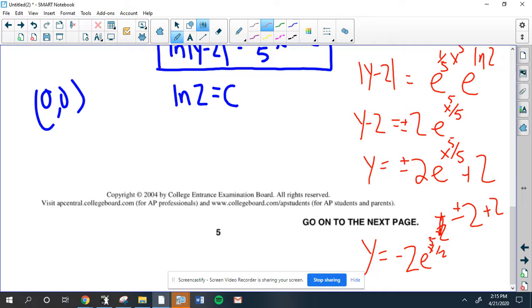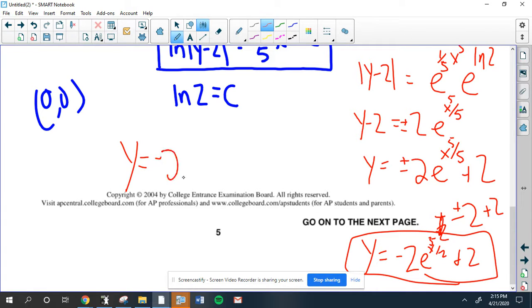That's x to the 5th over 5 plus 2. So this is my final answer. I'm going to write it over here because it's a little messy. I don't mean it to be. So I only found out that I was going to use this negative right here after I plugged in the initial condition. That's that.